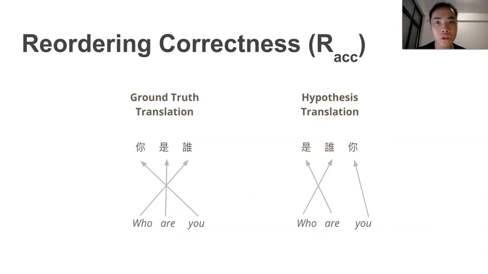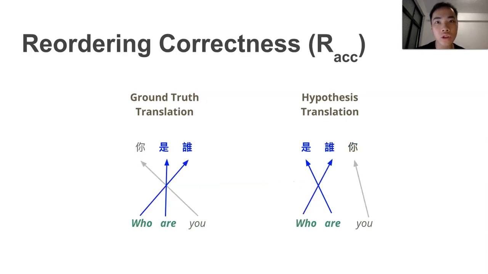Now we want to measure the proportion of disagreement between these two different alignments. Given a word pair in the transcription, these two words in the word pair will be aligned to different words in the ground truth translation and the hypothesis translation. If one of the alignment direction is crossed, while the other one is not crossed, as shown in this figure, then we increase the number of disagreement by 1.